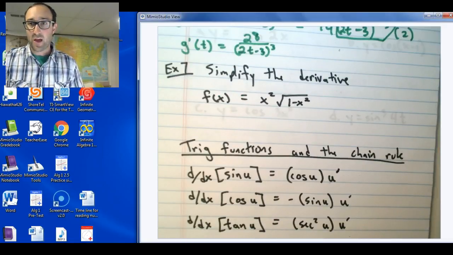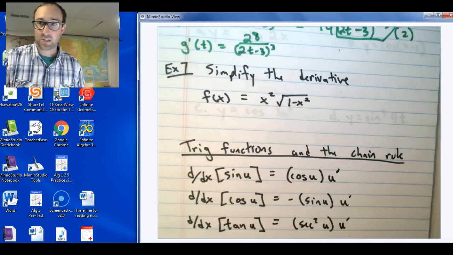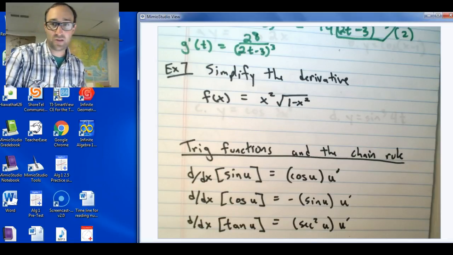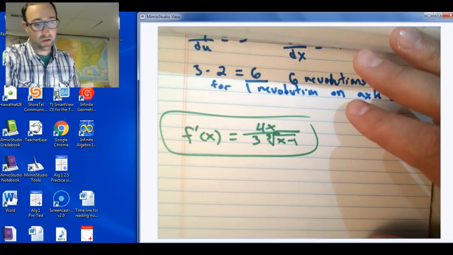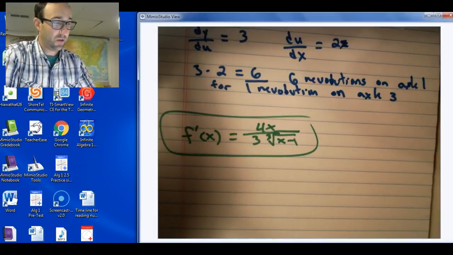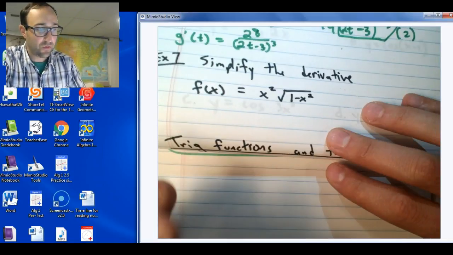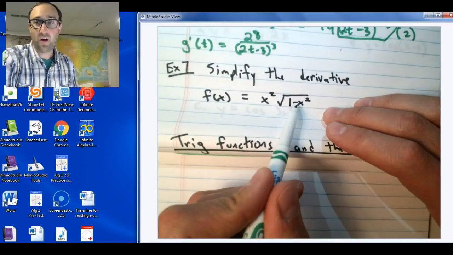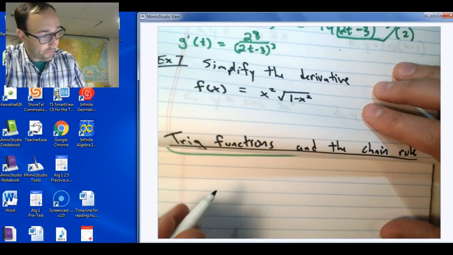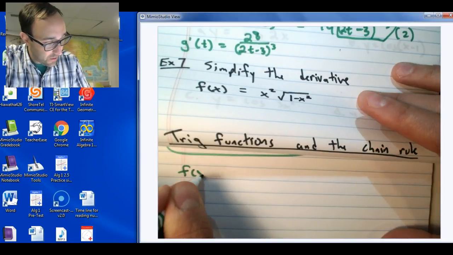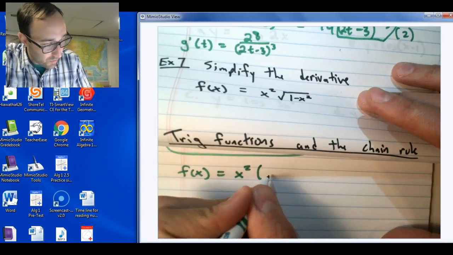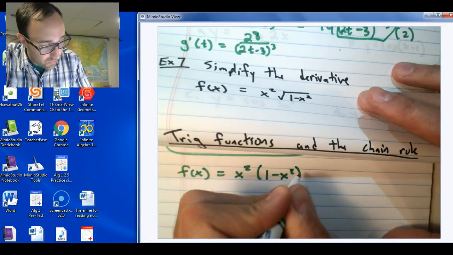All right, next we're going to do example number 7. Simplify the derivative. F of x equals x squared times all of that stuff. This is going to be a little bit complicated, so I'm just going to rewrite this down here because I don't have enough room for it. There are multiple steps, so let's take a look at how to do it. First, f of x is going to equal x squared times (1 minus x squared) to the 1/2.